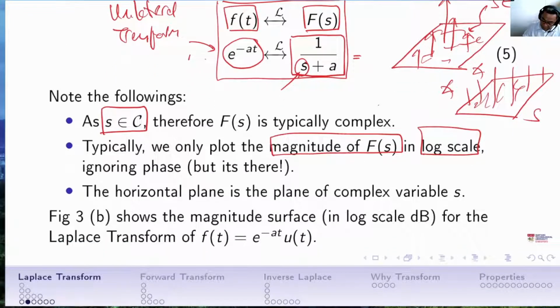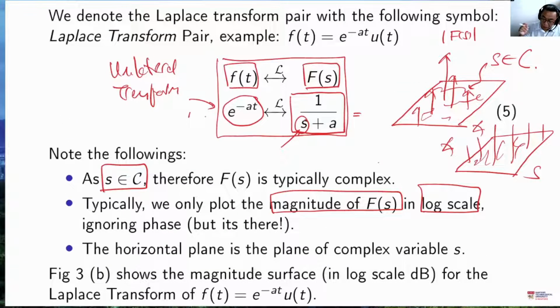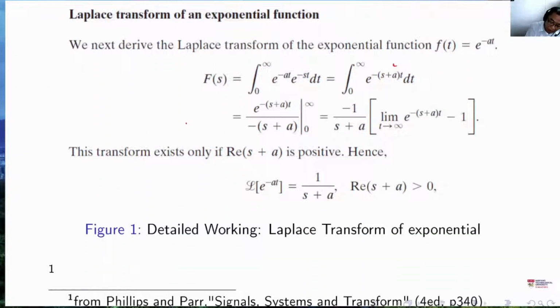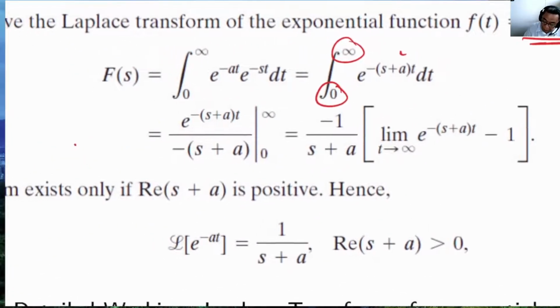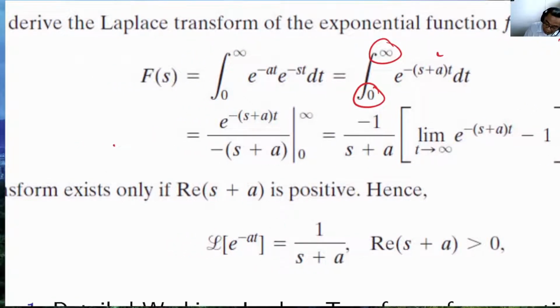Alright, let's try to do one of these Laplace transforms by hand. Okay, so we are going to perform the Laplace transform of the exponential function e^(-at) u(t). So we are interested in the unilateral transform. Well, we know that because we are only integrating with respect to the positive time. Let's put our signal here, e^(-at), which is our f(t), integrating from 0 to infinity, and we multiply by e^(-st) dt.